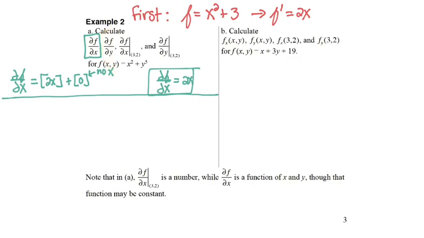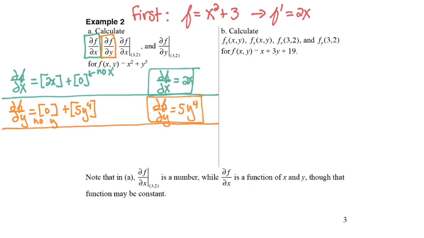Now let's focus on the next question. df dy, which is to take the partial derivative about the y variable. The first term is x squared, and the derivative is 0 because we're focused on the y, and there is no y in the first term. Now we look at the next term of y to the 5th, and the derivative is 5y to the 4th, and so our final answer is just 5y to the 4th.